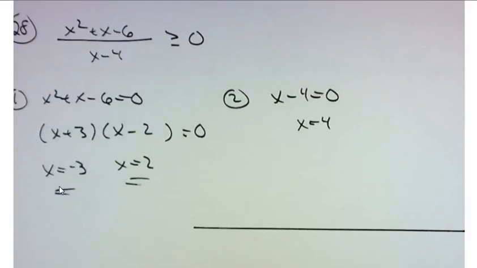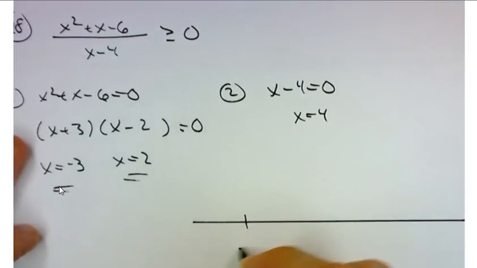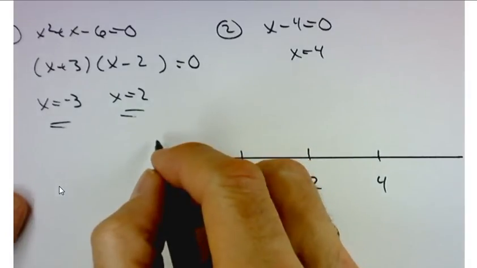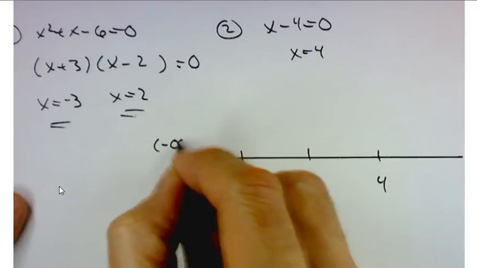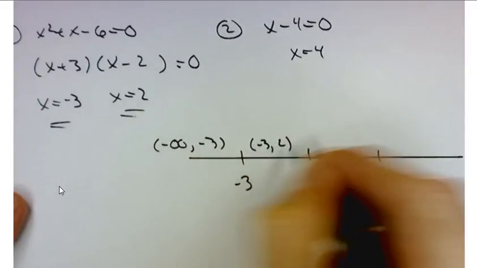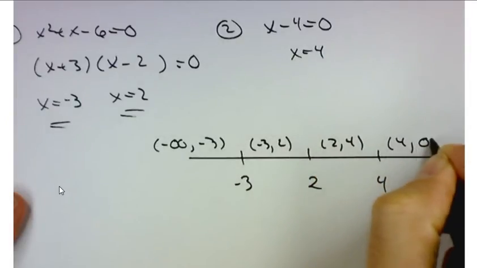Well, 2 points gave us 3 intervals. 3 points gives us 4 intervals. So here again, it's advantage to the graphing calculator. So here's our four intervals. Negative infinity to -3, -3 to 2, 2 to 4, and 4 to infinity.